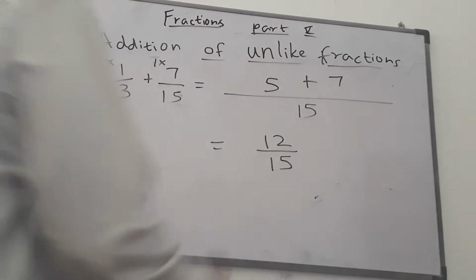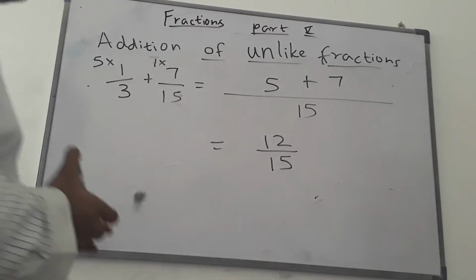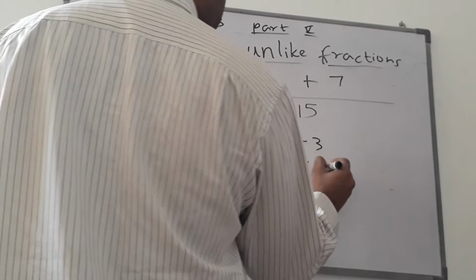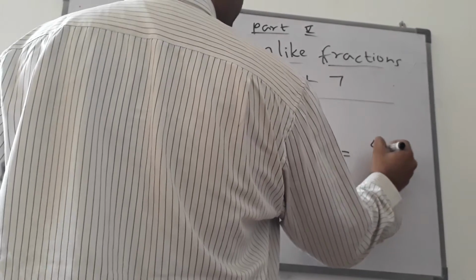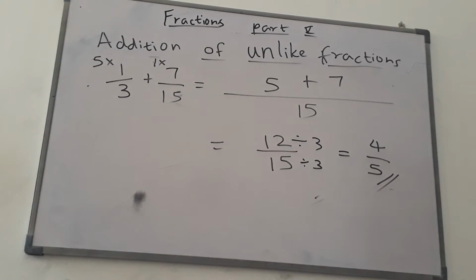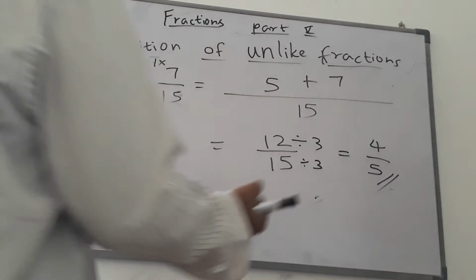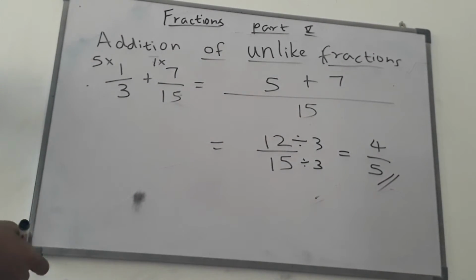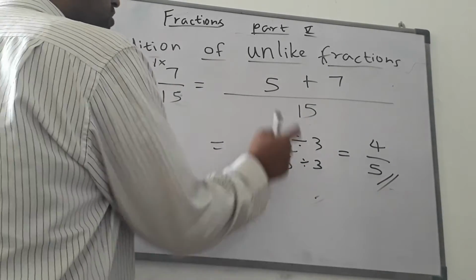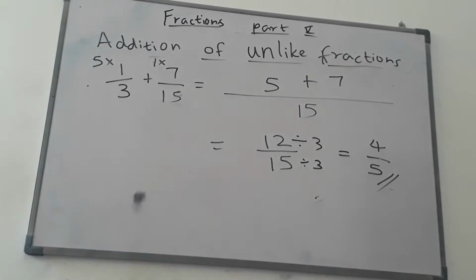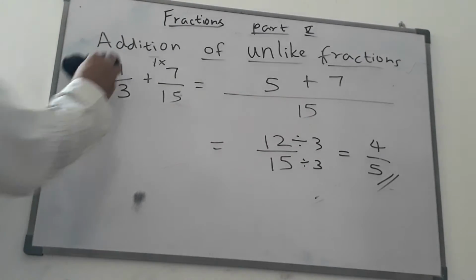So, first we have to check the common factor of 12 and 15. What is it? Both are divisible by 3. Okay, so here 12 means 3 times 4, 15 means 3 times 5. So 4 out of 5 is the lowest form of it. First we have to find the common factor. Both of these can be divided by 3. So the lowest form is 4 out of 5. Next.